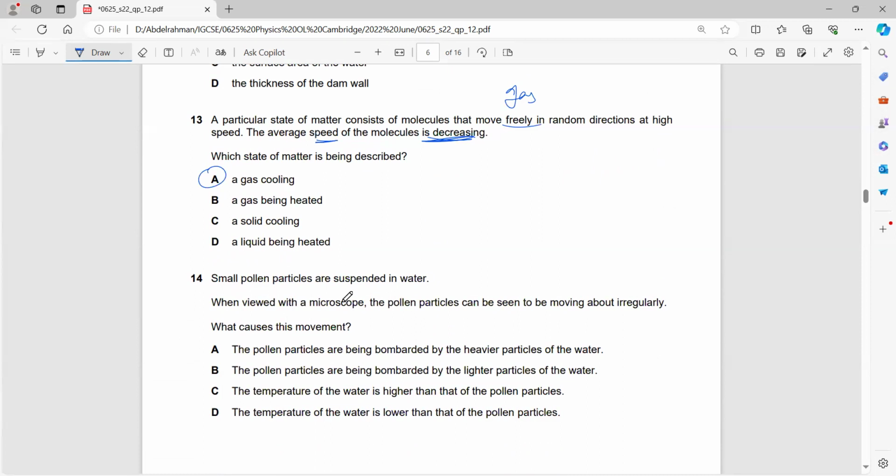Small pollen particles are suspended in water. When viewed with a microscope, the pollen particles can be seen to be moving around irregularly. Brownian motion. What causes this movement? The pollen particles are being bombarded by the heavier particles of water? No, by the lighter particles of water.